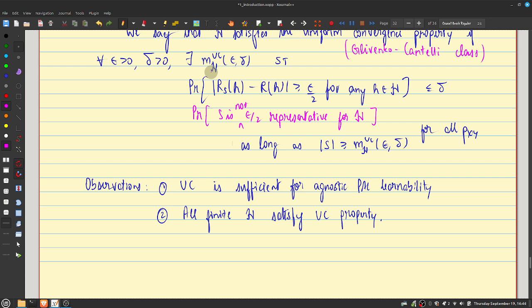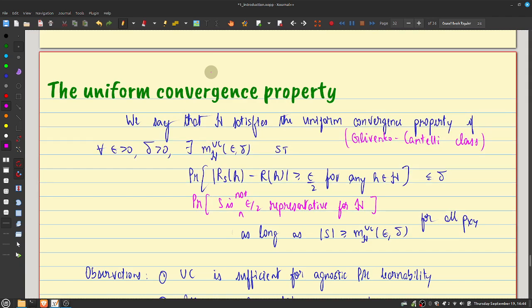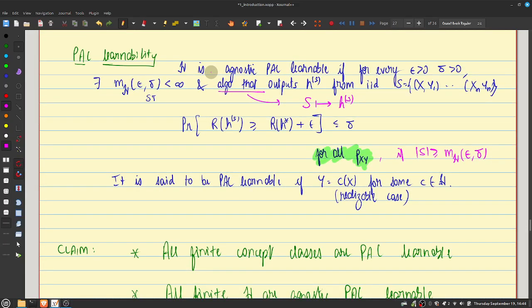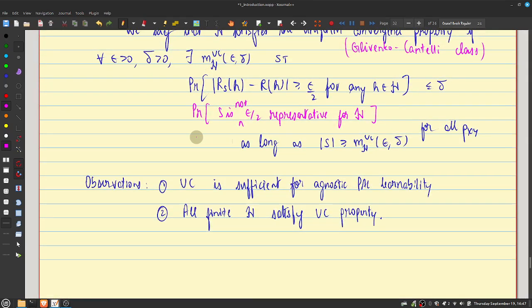It says that for every epsilon and delta, the probability that S is not epsilon representative is at most delta. The ideas here are essentially the same as the notion used in PAC learnability. Can we say that a hypothesis will surely be within epsilon, with probability one? No. It's with probability at least 1 minus delta. That's what we want. The probability that S is epsilon by 2 representative should be at least 1 minus delta.